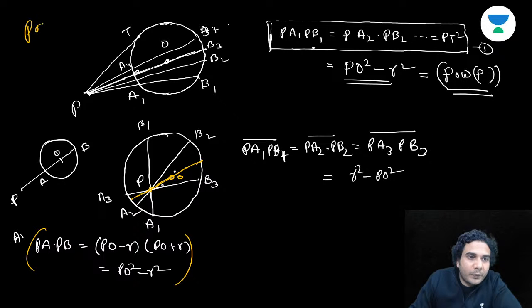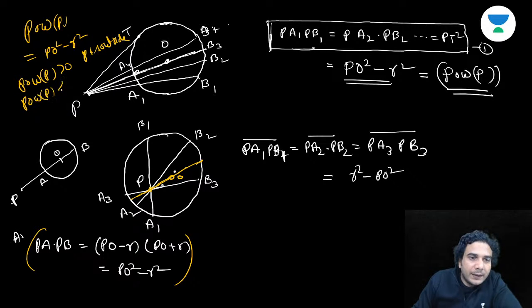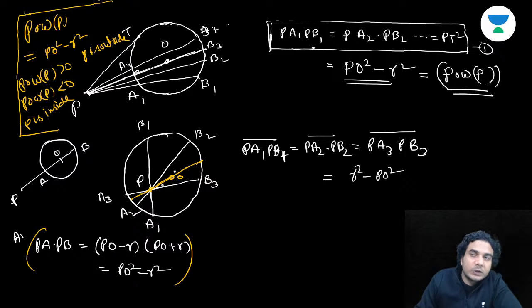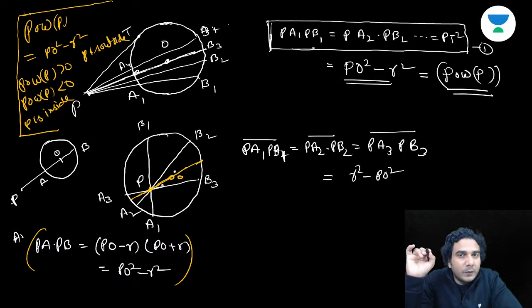But the definition of power of point is PO square minus R square. So power of point P is positive if P is outside, power of point P is negative if P is inside. Okay, and power of point P is 0 if P is on the circle. Is that okay? Now are you understanding this term, power of point? So power of point is nothing but the square of the distance of that point from the center minus R square. So obviously it will be positive when the point is outside, negative when the point is inside, and 0 when the point is on the circle.